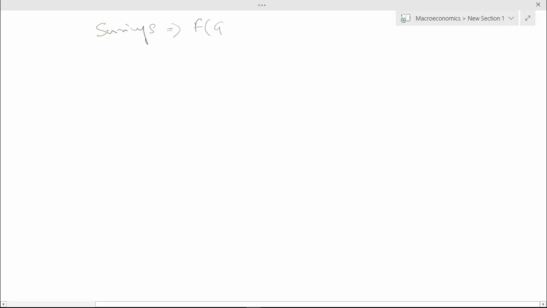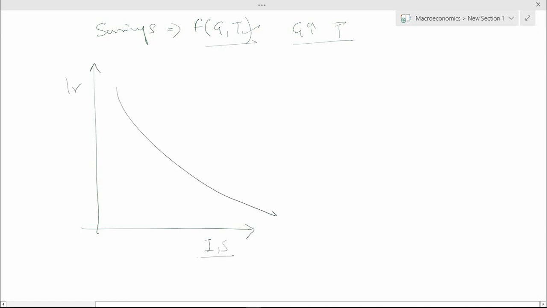So now let's look at what happens when we change the tools of fiscal policy on savings. We know savings is a function, in this model, of government purchases and tax. So we are keeping tax fixed in the first case and we are changing G. Let this be S1. At the equilibrium, let's say the rate is R1.